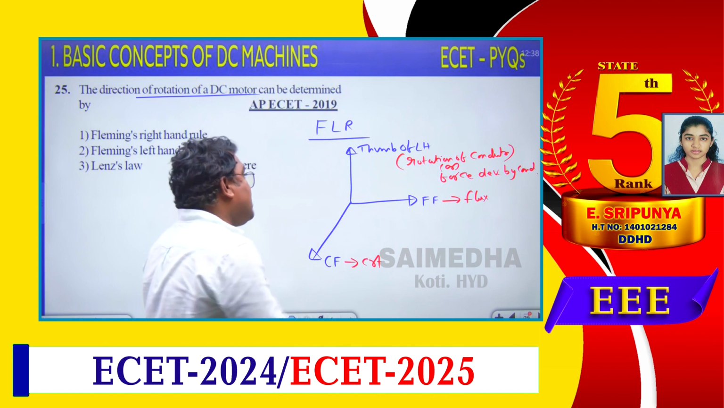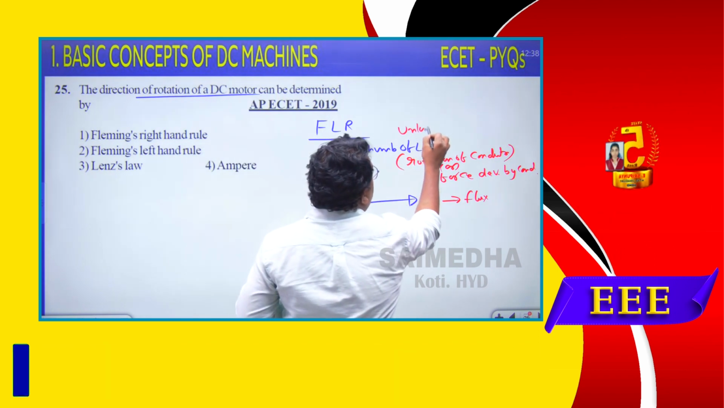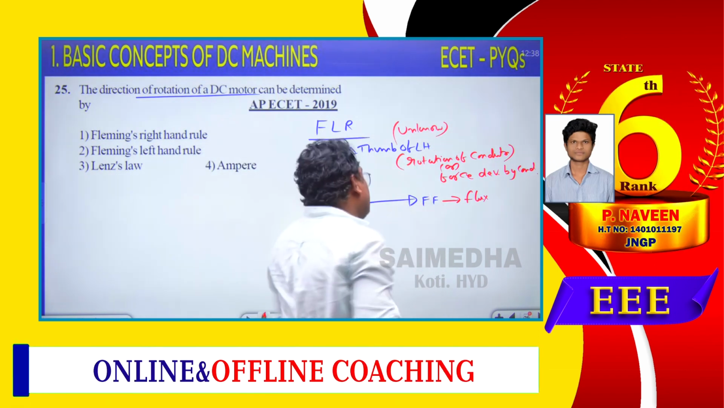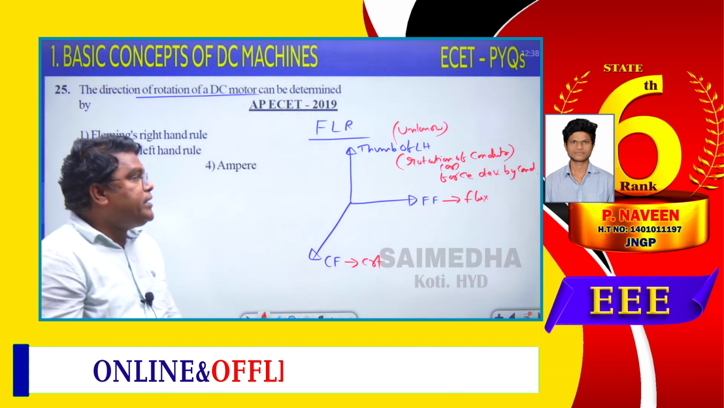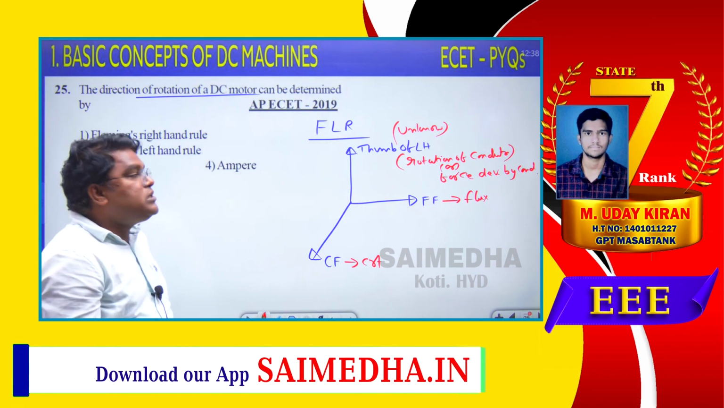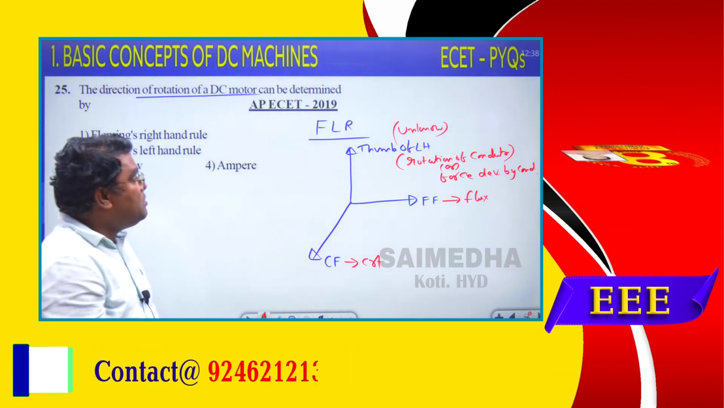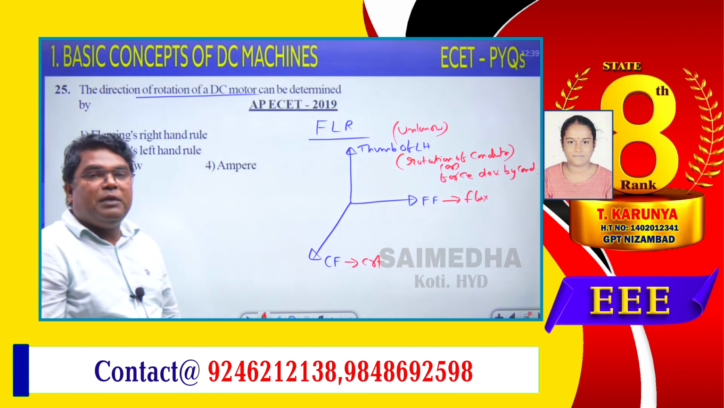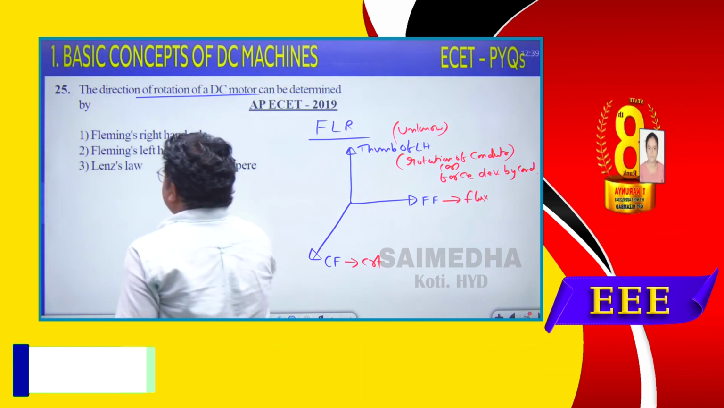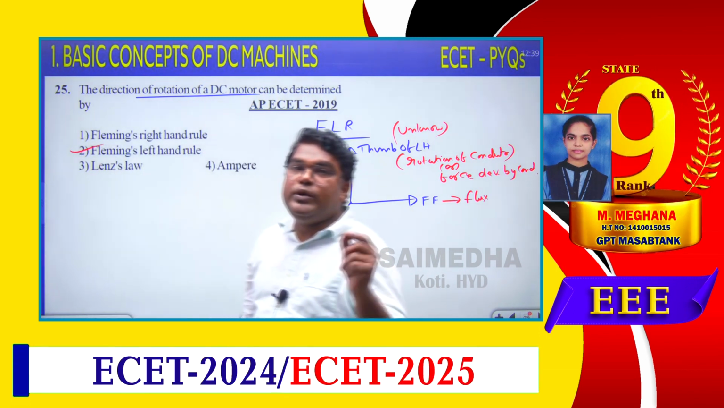So this is the unknown parameter. If we know these two, we can find out the direction of the rotation of the conductors or the force developed by the conductor. So which law can we use to find the direction of rotation of the motor? That is Fleming's left hand rule. So for this question, option 2 is correct.